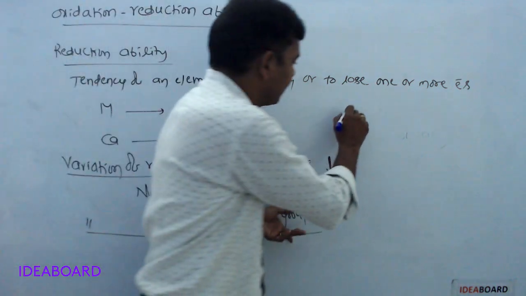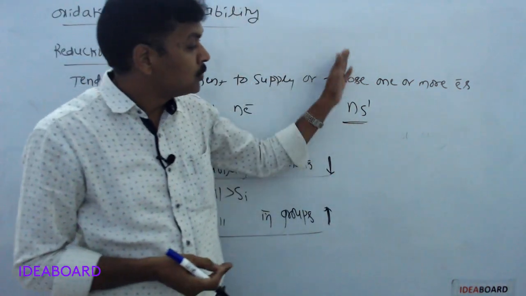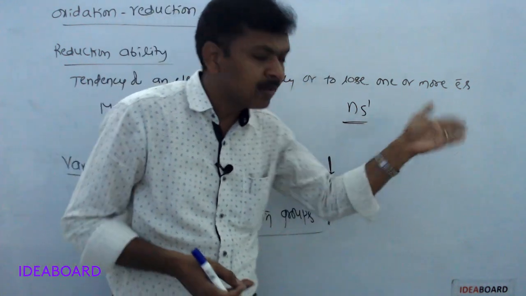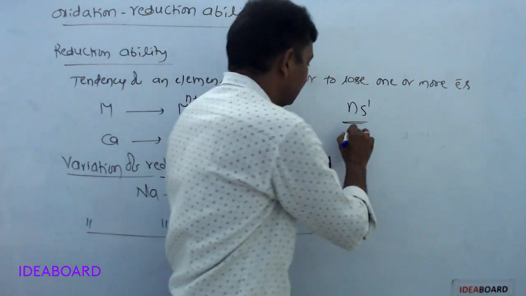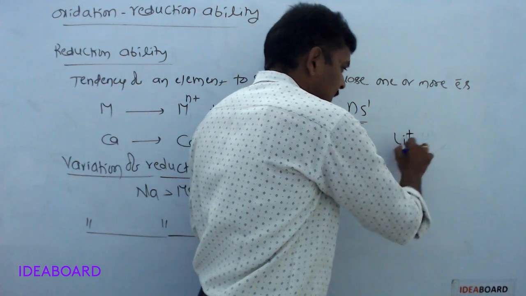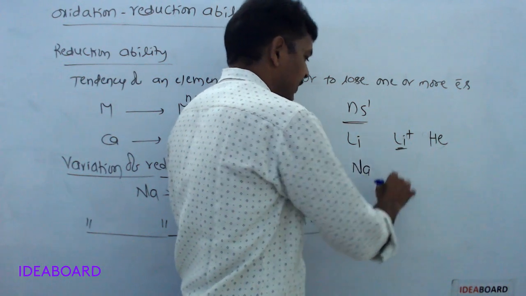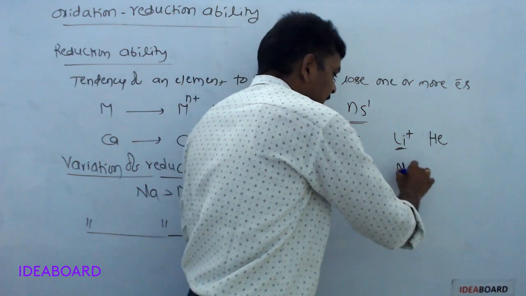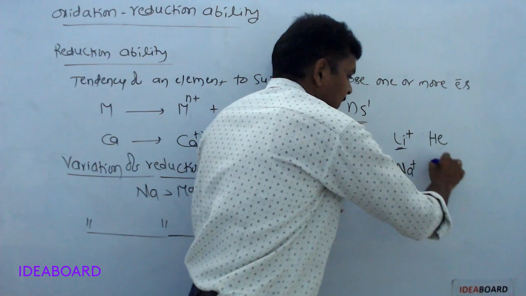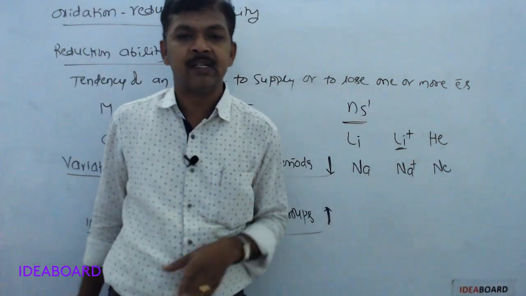Because for alkali metals, the electronic configuration is ns1. If they lose one electron, they'll get a stable configuration. If lithium loses one electron, Li plus is formed. This Li plus has helium configuration. If sodium loses one electron, Na plus is formed. Na plus has neon configuration. That's why first A group elements are the best reducing agents.